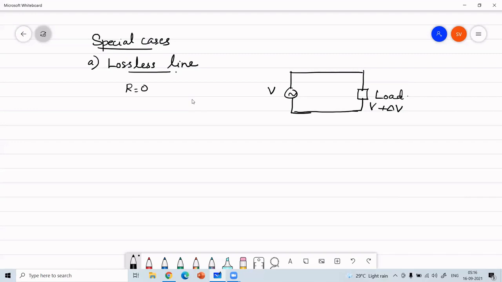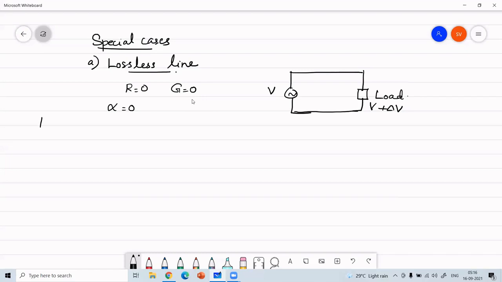And also there should not be any charge leakage. So the shunt conductance should also be zero. So the conditions for a lossless line are that the series resistance R should be zero, and also the shunt conductance G should be zero. And if there is no loss, there is no attenuation. So the attenuation constant alpha can be written as zero.